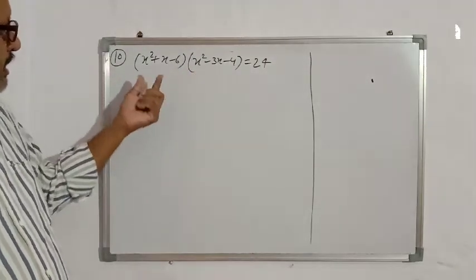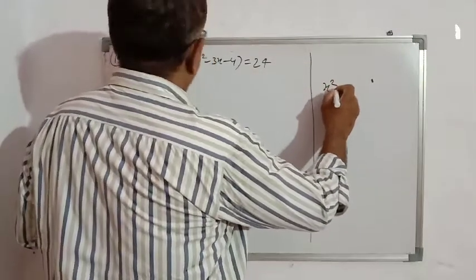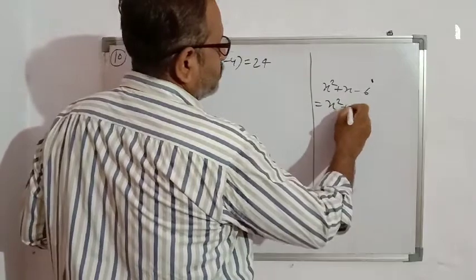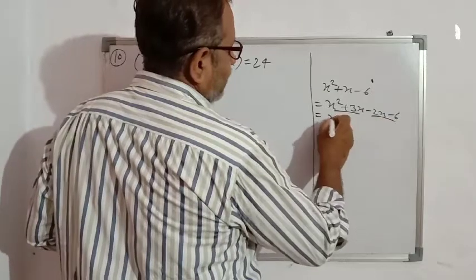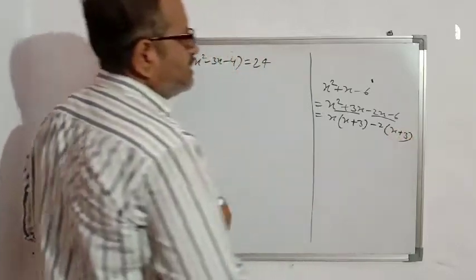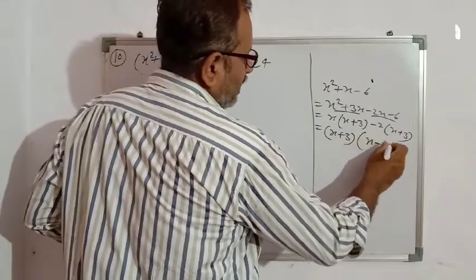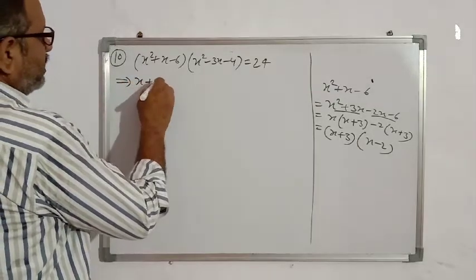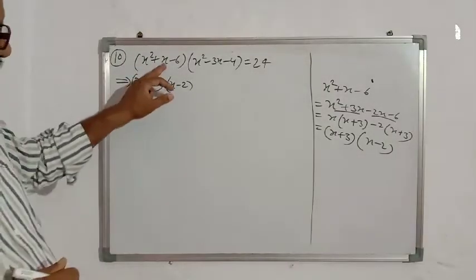How can we find it? Firstly, factorize these two brackets. So x² + x − 6. How can we factorize? We can write x² + 3x − 2x − 6. First pair, x common, x + 3; second pair, −2 common, x + 3. x + 3 is common in both, so (x + 3)(x − 2). So we can write here (x + 3)(x − 2), the factorization of the first bracket.